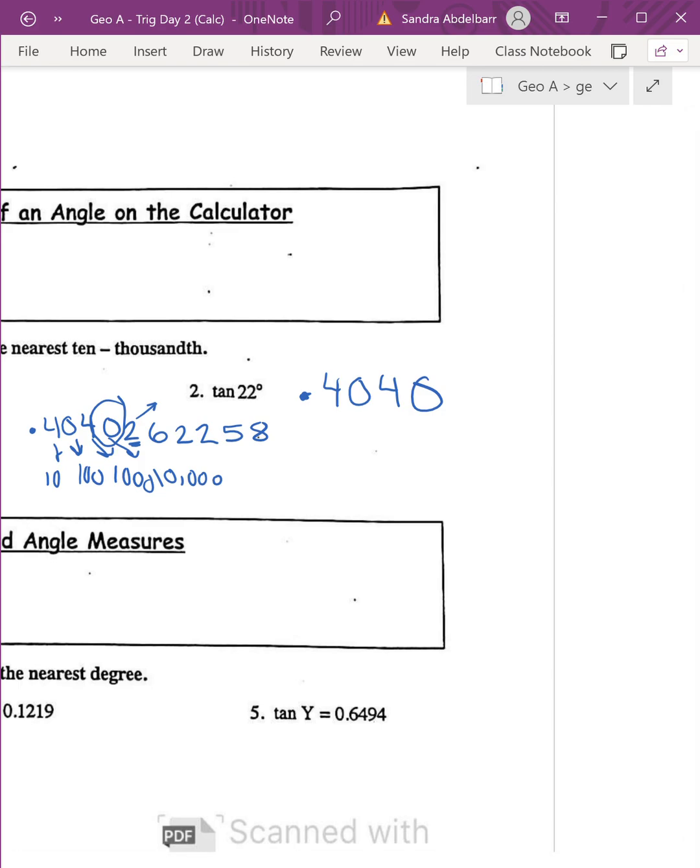You need to have that 0 there. When it says to round to a certain place, you must put a number in that place, even if it's a 0. Even if it's a 0, you must put a number in that place to show that here's the 10,000th place, and that's the number that's there.